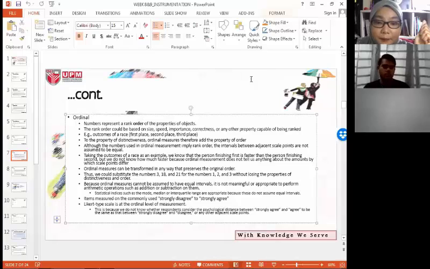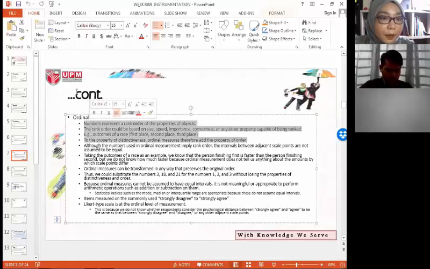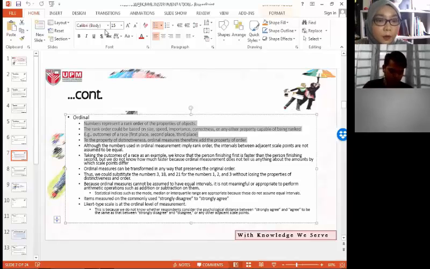Taking the outcomes of a race as an example, we know that the person finishing first is faster than the person finishing second, but we do not know how much. So let me go back to this before I move on. In nominal, the numbering does not reflect any meaning. You just use numbering to reflect a group. But in ordinal, numbering started to give meaning.